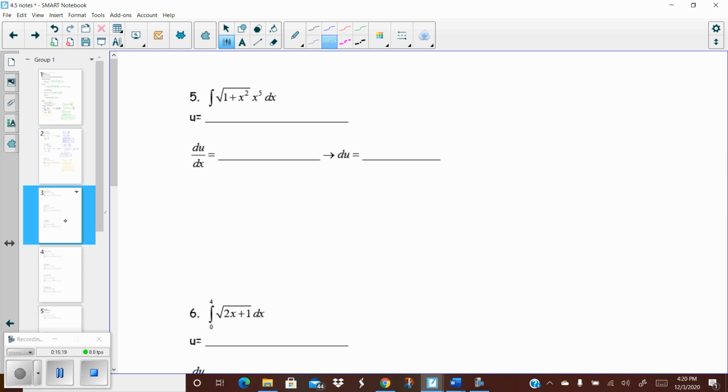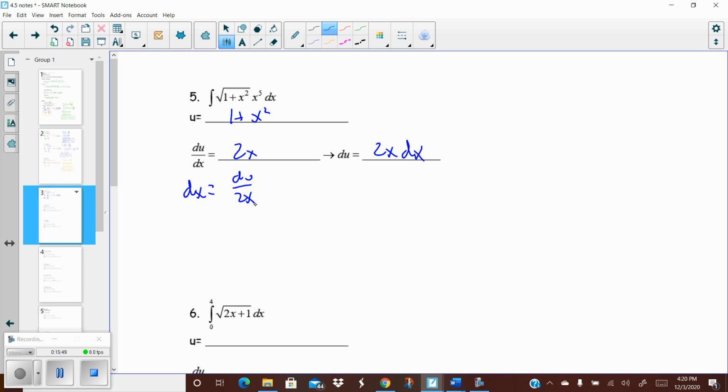All right, number 5 is a bit tricky. The composited piece still is 1 plus x squared. That's under the square root. That's what we're going to let our u value be. And then we'll take the derivative and we get 2x. And then multiplying both sides by dx gives us 2x dx. And then dividing by the 2x is going to be dx equals du over 2x.